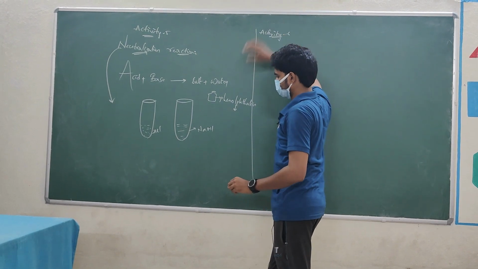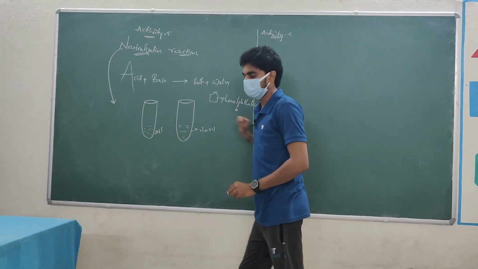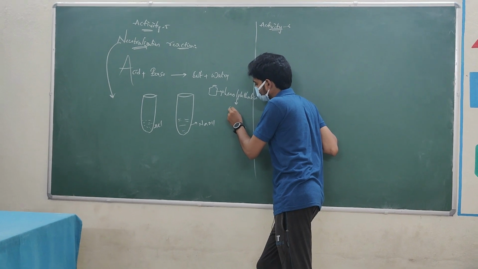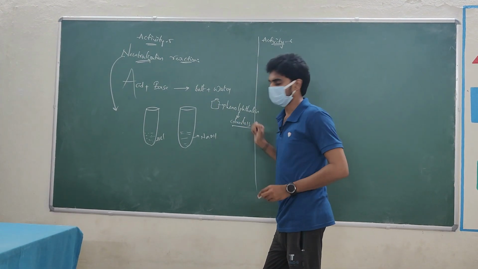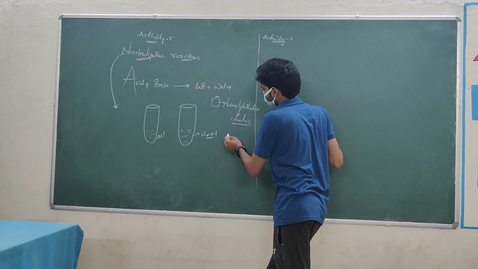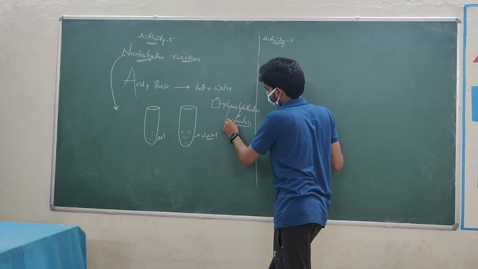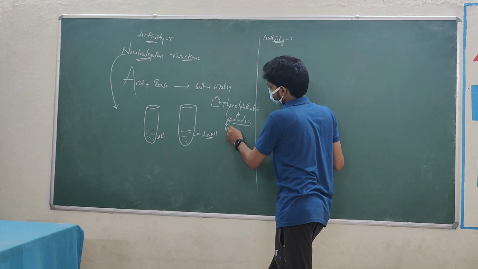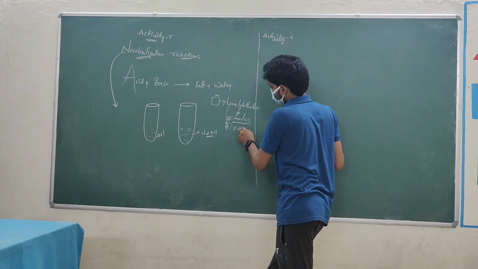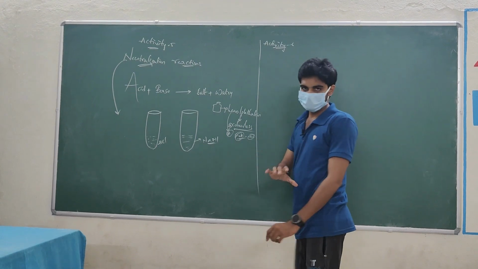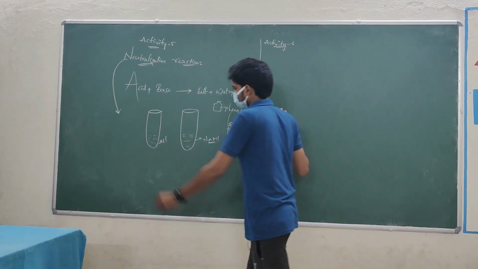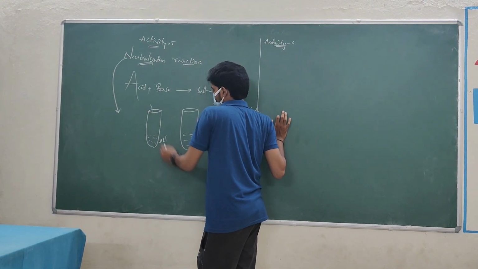When phenolphthalein drops are added to an acid, it turns colorless, so there is no change in color. But when it is added to a base, it turns pink or pinkish red color, right? So there may be changes that happen.